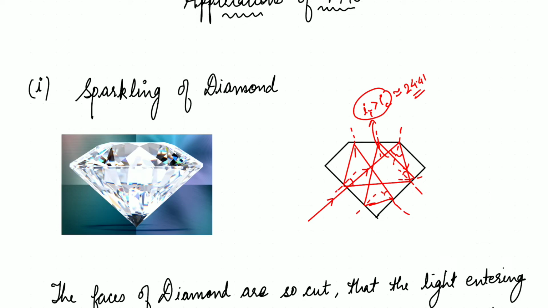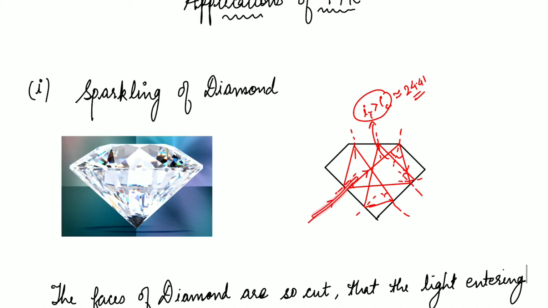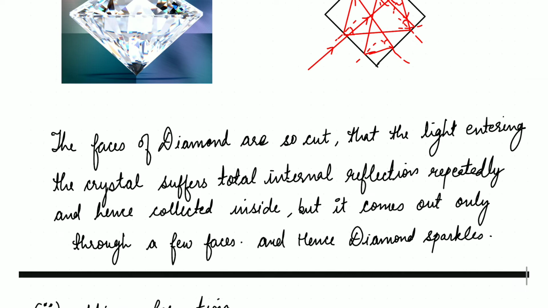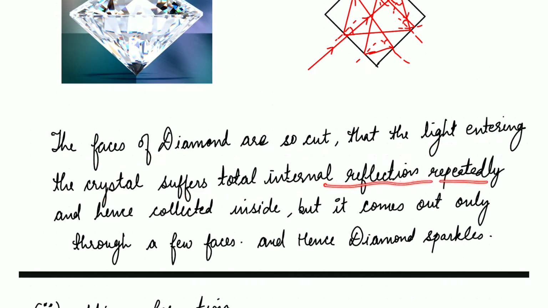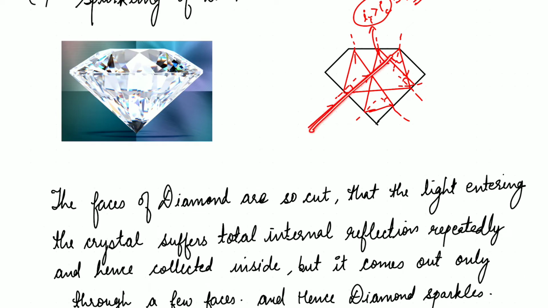Before the light which has entered the diamond comes out, it will face multiple total internal reflections, and because of that, we see the diamond glowing or sparkling, right? You can see here, the faces of the diamond are so cut that the light entering the crystal suffers total internal reflection repeatedly and hence is collected inside, but it comes out only through a few faces, and hence the diamond sparkles, right?